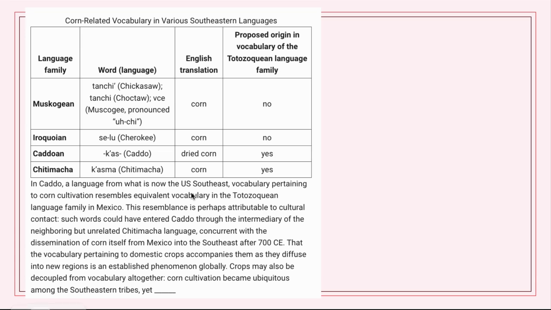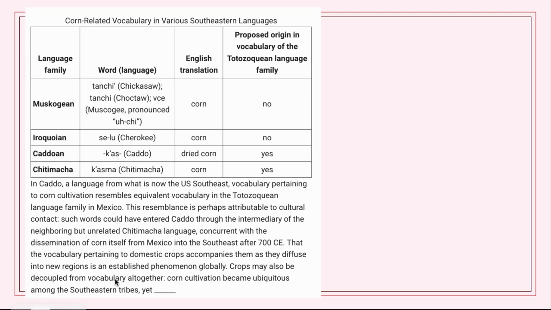Basically, they're saying in Caddo, the language they use for crops is really similar to this Mexican language, and it might have come through another language called Chitimacha, which also had cultural contact with the Totozocan language family people. And so they're saying it's really common for vocab pertaining to crops to diffuse and become similar among people who live near one another. It's very established. However, crops may also be decoupled from vocabulary altogether.